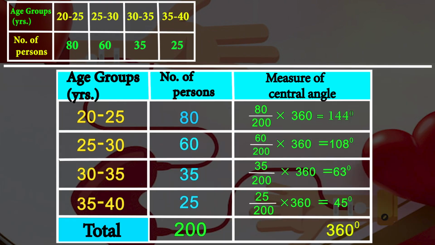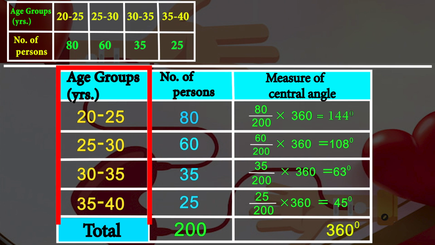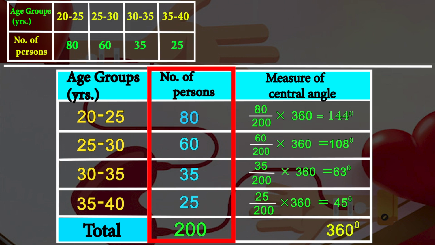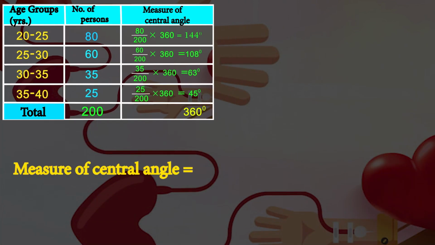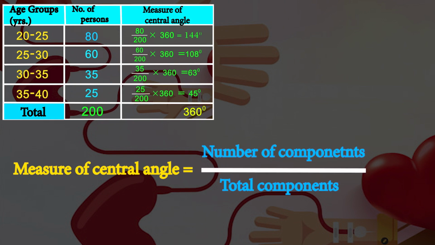Students, let us observe the table. The classes in table are continuous. Let us write them. In the first column, the class of age group is given. The second column has number of people. Now in the third column, let us write measures of central angles. Measure of central angle is equal to number of components upon total components into 360. In this way, let us draw the first angle. Total component means sum of frequencies or sum of number of people.